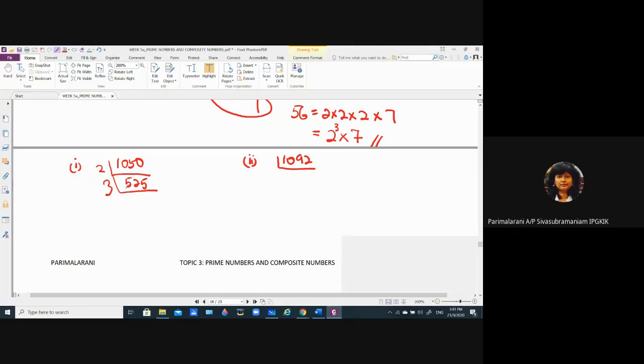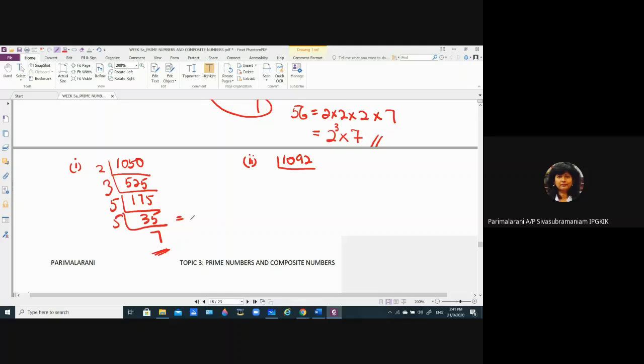Some of you divided by 5 straight away. Can you divide by 3? Yes, can, so you get 175. Remember, you must always divide by the smallest prime number. So this one, can you divide by 3? Cannot. So the next prime number is 5. Divide by 5, you get 35. Divide by 5 again, you get 7. 7 is already a prime number.